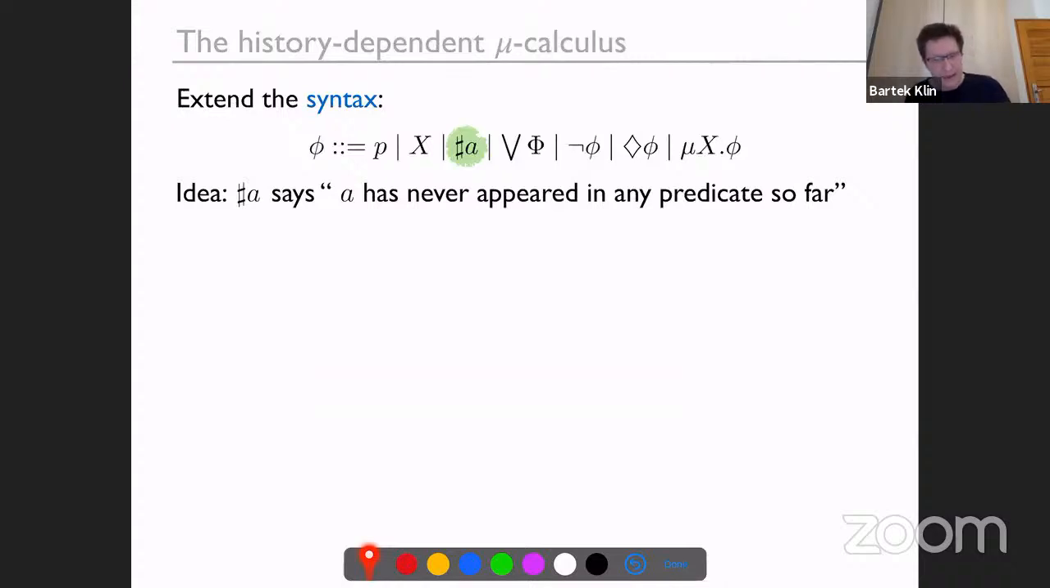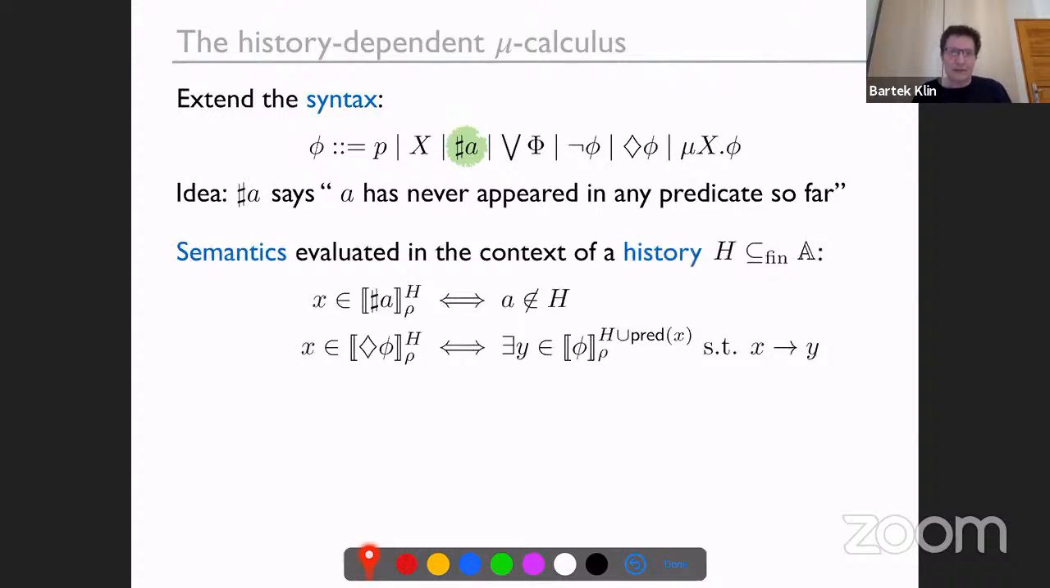The idea is to extend the syntax of the atomic μ-calculus with a simple operator that doesn't have any non-trivial subformulas. It looks like a basic predicate. And this says the atom A has never appeared in any predicate so far. It is a history-aware operator. Now it means that the semantics of a formula is not evaluated just in a state of a model, but in a model together with its history. This history here is H.